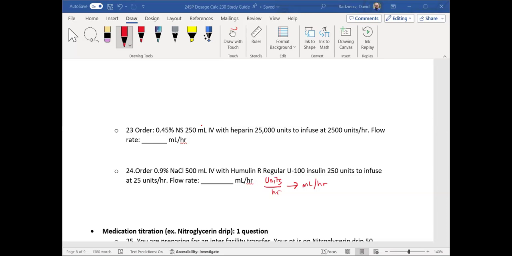So for this one, you should get 50 milliliters per hour.